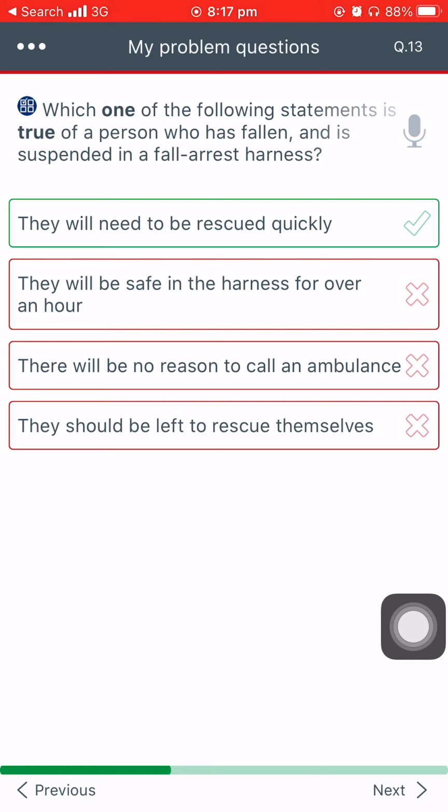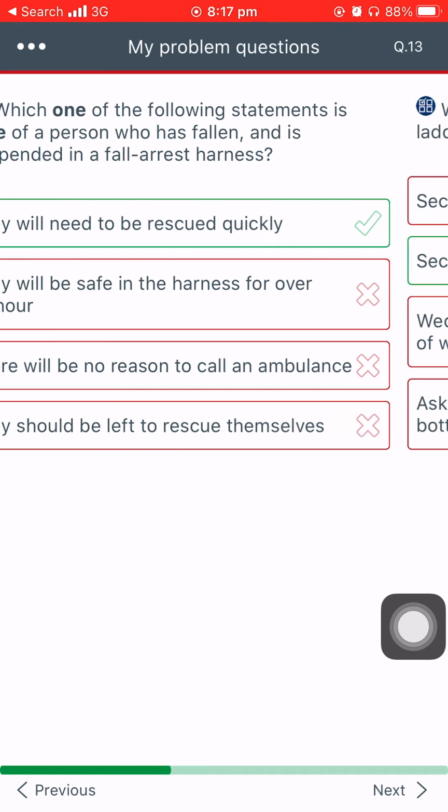Which one of the following statements is true of a person who has fallen and is suspended in a fall arrest harness? They will need to be rescued quickly. They will be safe in the harness for over an hour. There will be no reason to call an ambulance. They should be left to rescue themselves.